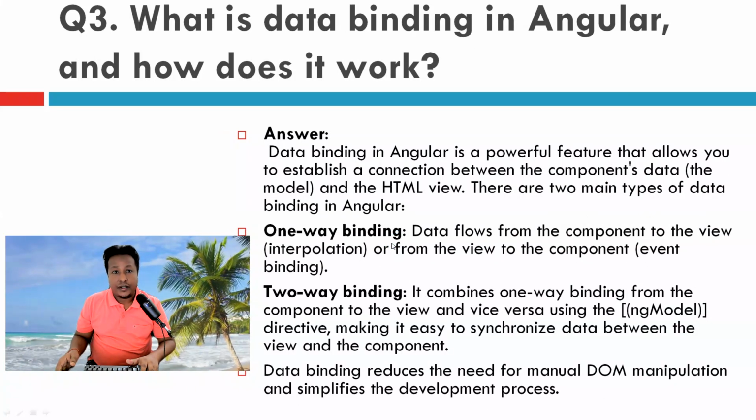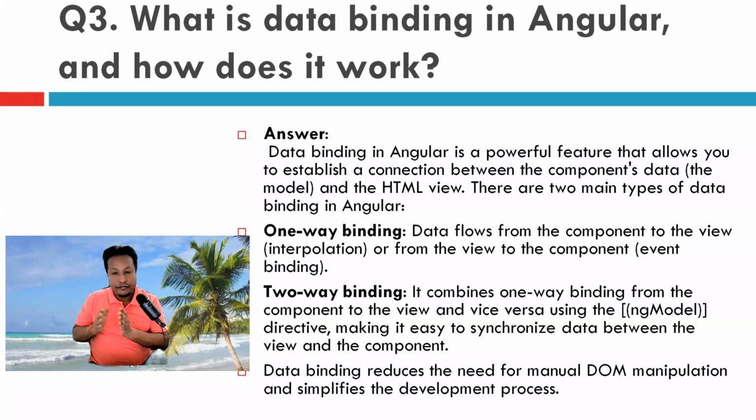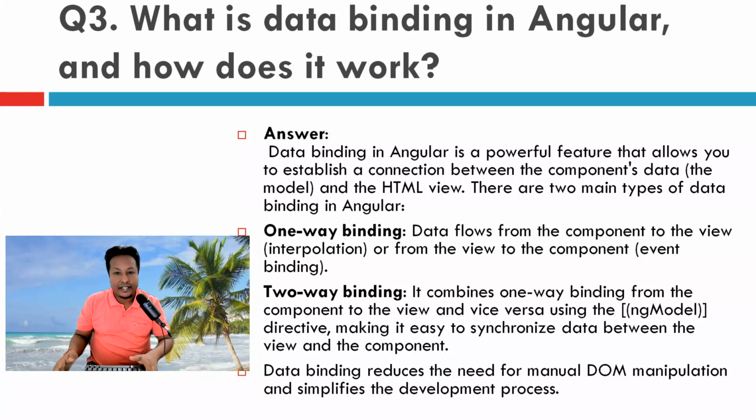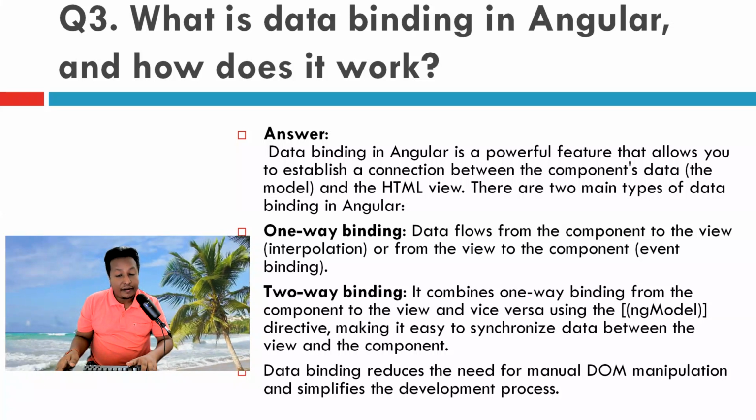The third question is, what is data binding in Angular and how does it work? Data binding is basically a powerful feature that allows us to establish a connection between the component's data, which is called the model, and the HTML view. So, from data to the view, or from the view to the data, if we want to send something, we use data binding. There are two main types of data binding. One is called one-way binding and the second is two-way binding.